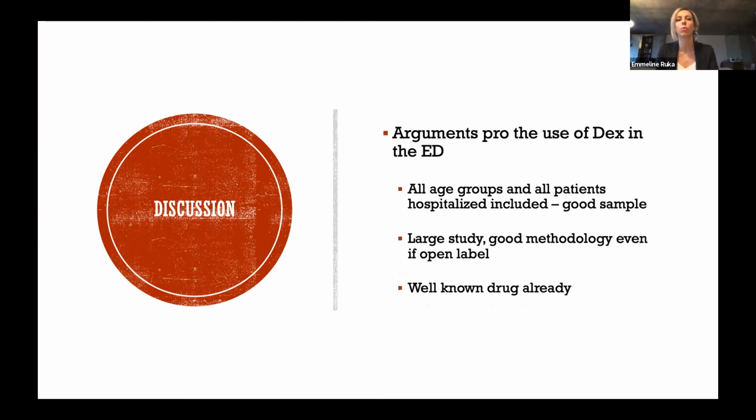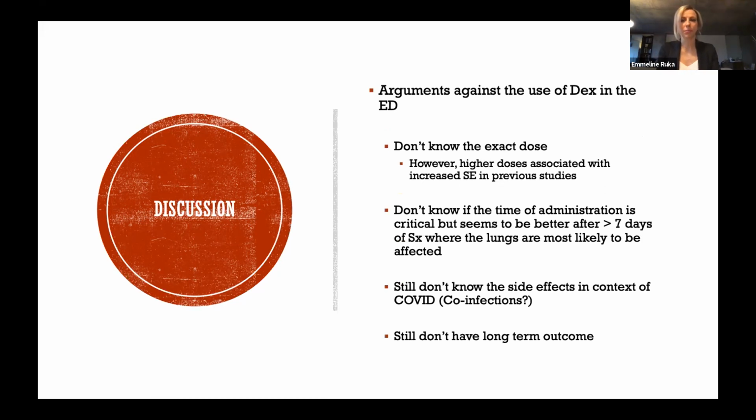Some other trials tend toward the same result, however, I need to mention. So, a large trial, a lot of inclusion criteria, all ages. It represents the population of the UK very well, since 15% of the hospitalized patients were actually included in the study. It's a very robust methodology, quite a complicated trial to understand, but at the end of the day, it's a really good study. And it's a drug that we already know. We know dexamethasone, what happens if you get too much for too long. So that goes for pro-dexamethasone in that context.